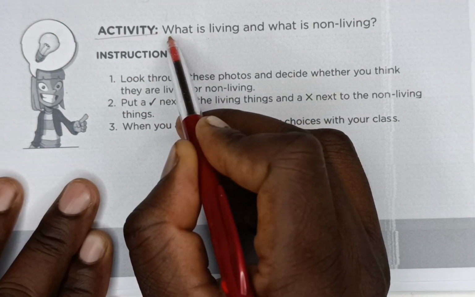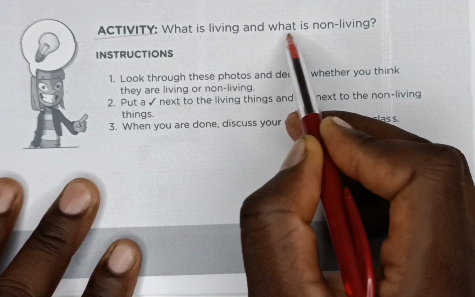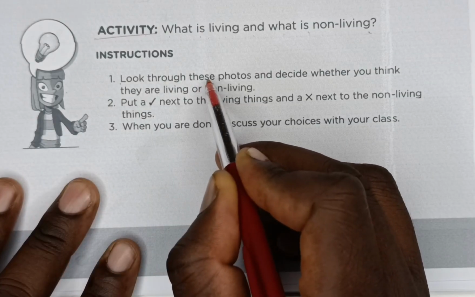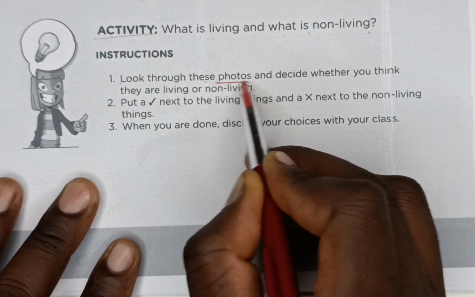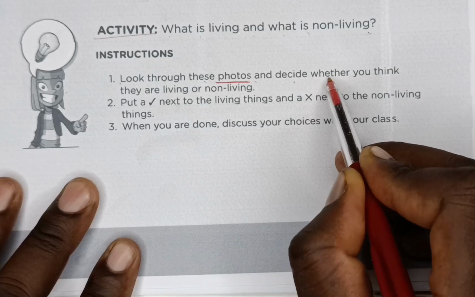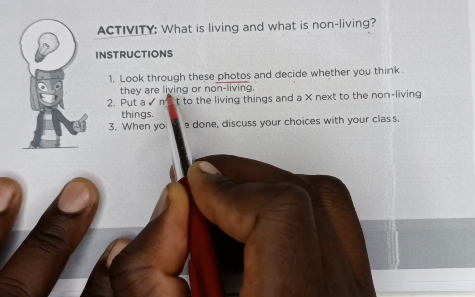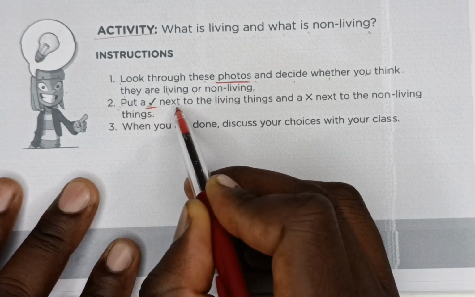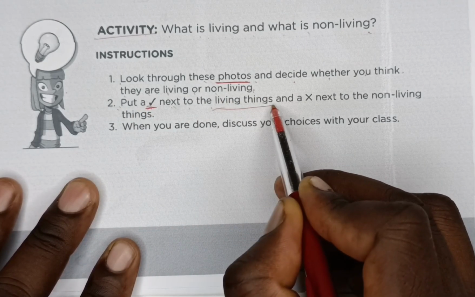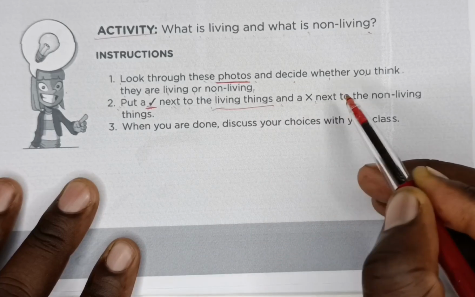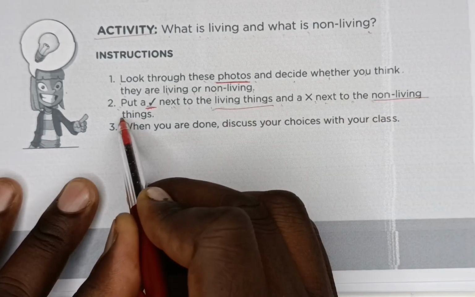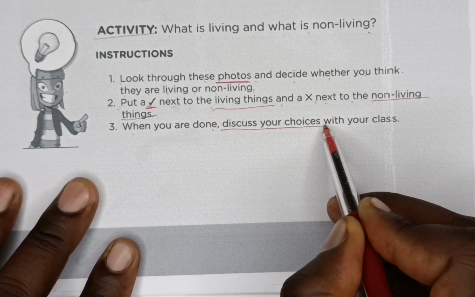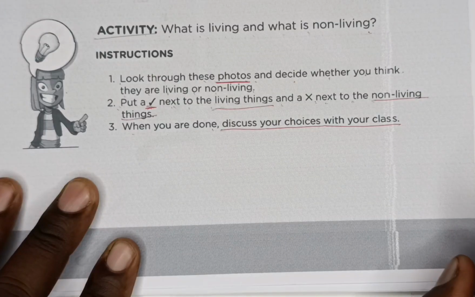The activity says, what is living and what is non-living? Instructions. Look through the photos, then decide whether you think they are living or non-living. Put a tick next to the living things and a cross next to the non-living things. When you are done, discuss your choices with your class.